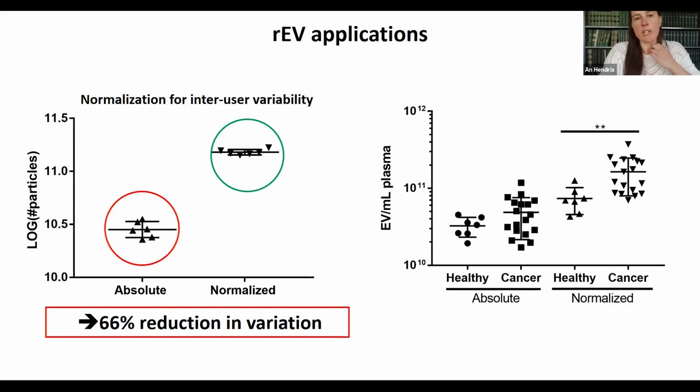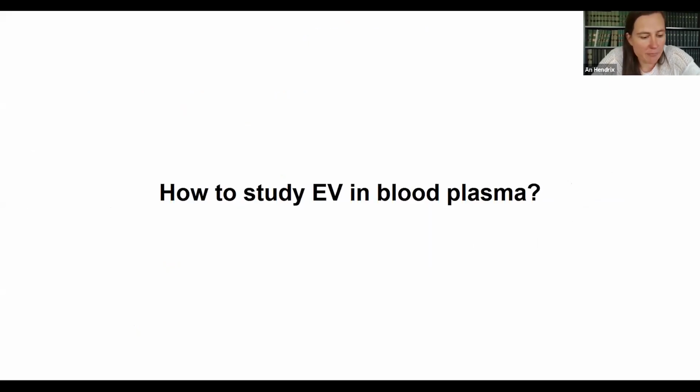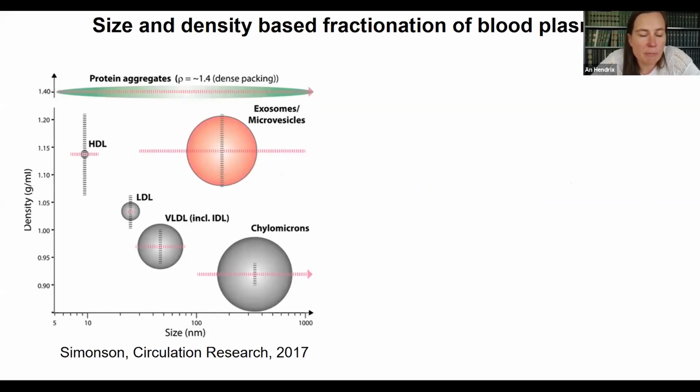So these are two applications of the many that are available to apply extracellular vesicles to mitigate for technical variability and normalize data. Okay, but how do we then actually study extracellular vesicles in blood plasma? Of course, we also need a standardized operating protocol procedure to do this. And then again, we have to take into account the complexity of the blood.